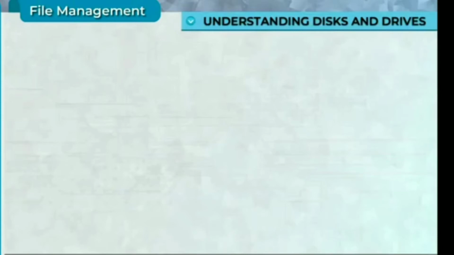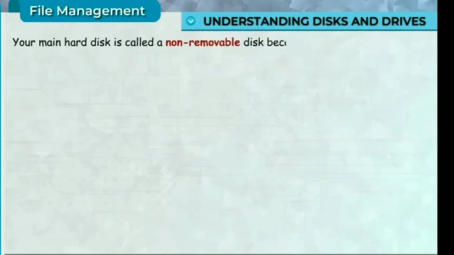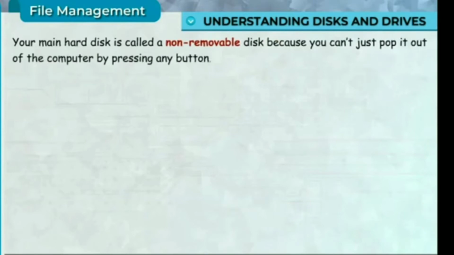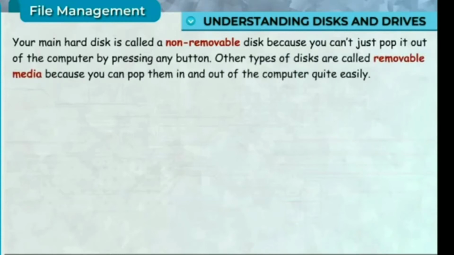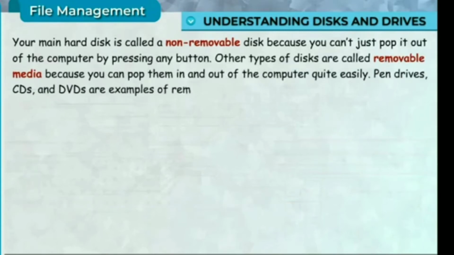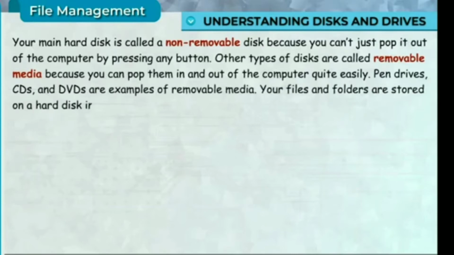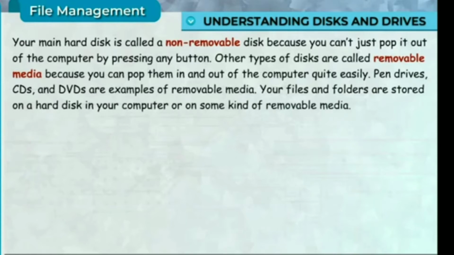Understanding disks and drives. Your main hard disk is called a non-removable disk because you can't just pop it out of the computer by pressing any button. Other types of disks are called removable media because you can pop them in and out of the computer quite easily. Pen drives, CDs, and DVDs are examples of removable media. Your files and folders are stored on a hard disk in your computer or on some kind of removable media.